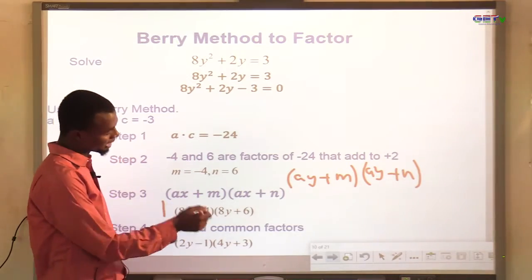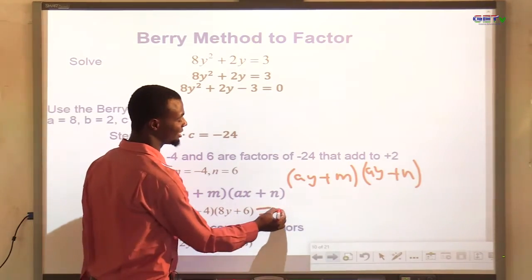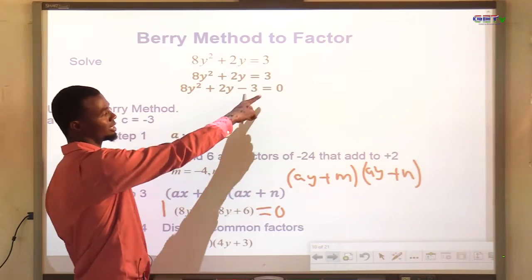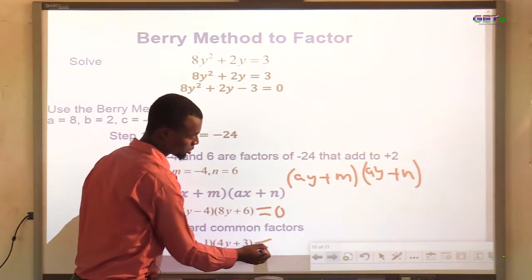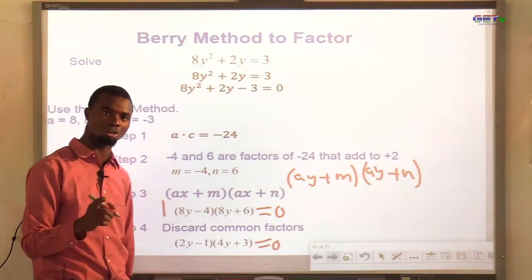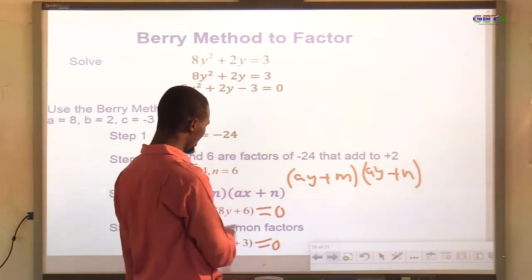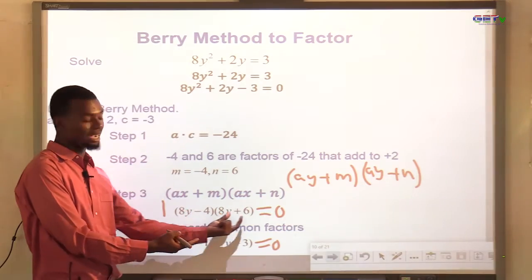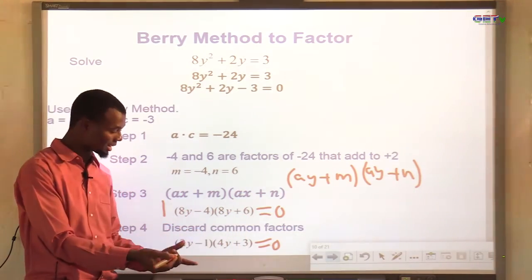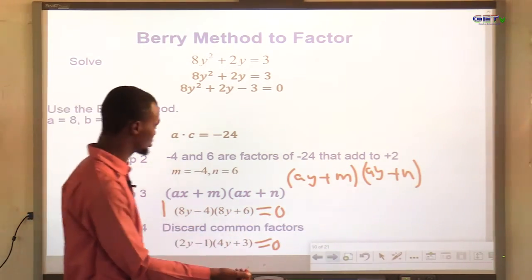Now, how is that going to work? Since it is given to you as an equation, it is equal to 0. Here also it's equal to 0. Because you are asked to solve, you have to find the zeros. Now, how do you do that? If you find the common factor here, and here also you find the common factor, you discard them. How is it possible to discard this common factor?